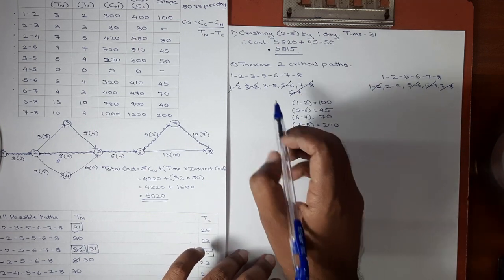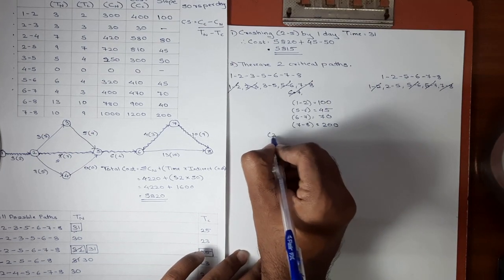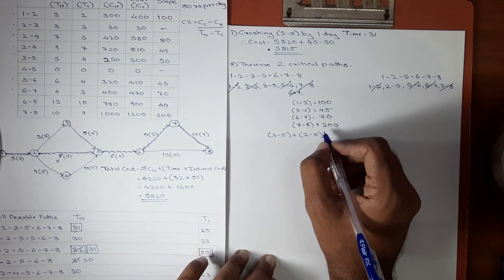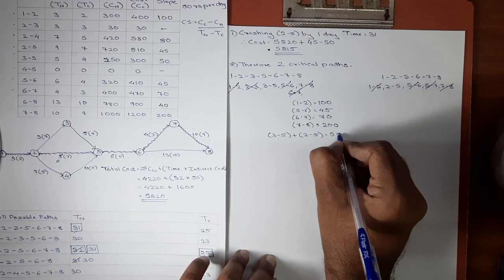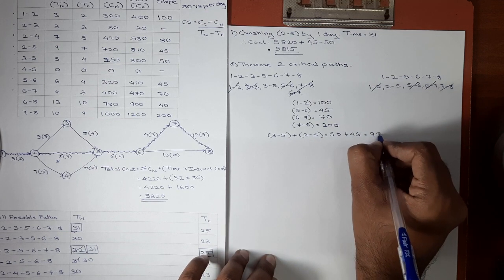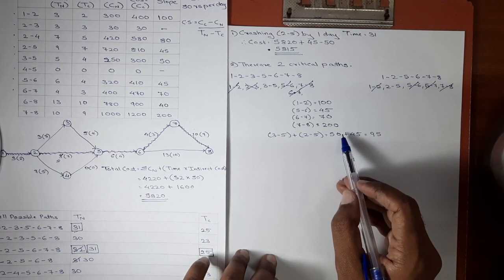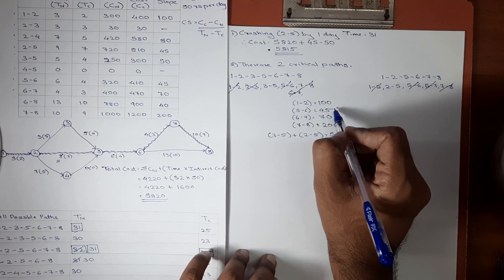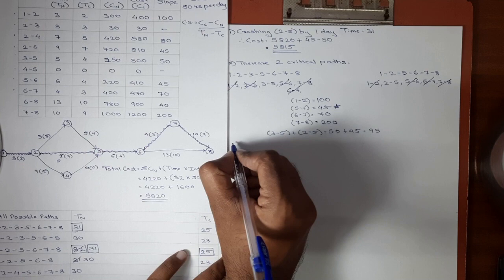Now only one activity from each path is remaining, which is 3, 5 and 2, 5. So only one combination is possible. 3, 5 plus 2, 5. Cost slope of 3, 5 is 50 rupees. Cost slope of 2, 5 is 45. So 50 plus 45, we get 95. So out of these combinations, which is having minimum cost slope? Activity 5, 6 is having minimum cost slope. So we'll just crash activity 5, 6 by one day.